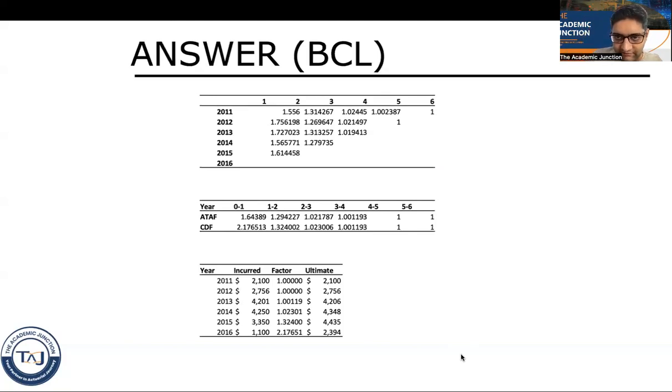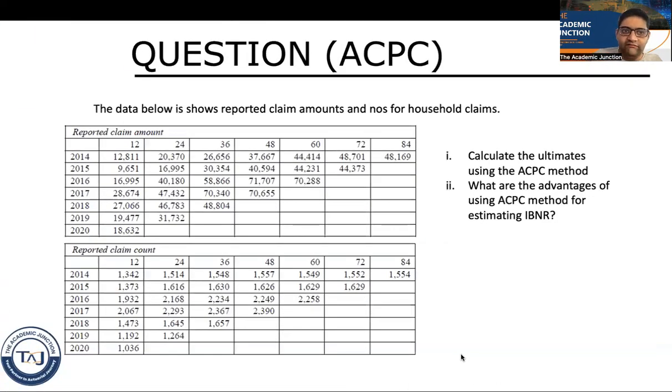Next question, slightly more difficult than the previous question. You have reported claim numbers and number of household claims. I want you to use the ACPC method and I want you to calculate the ultimates. This is going to take a slightly longer time for you because you have to copy two tables, but I think it'll be worth it.